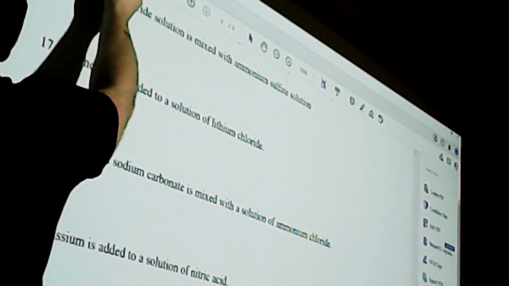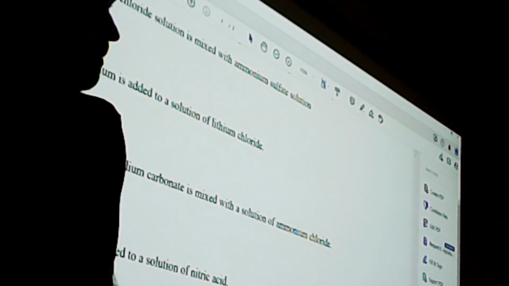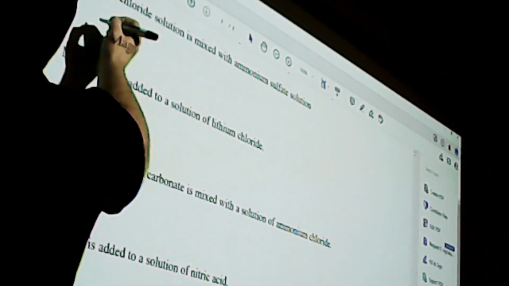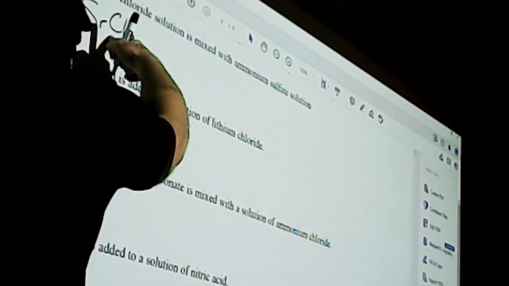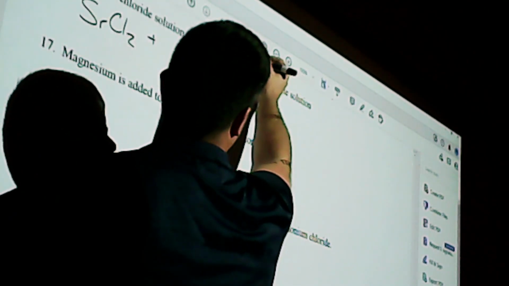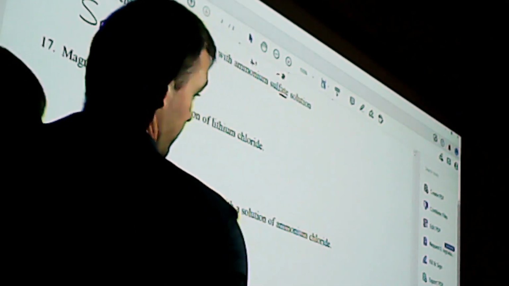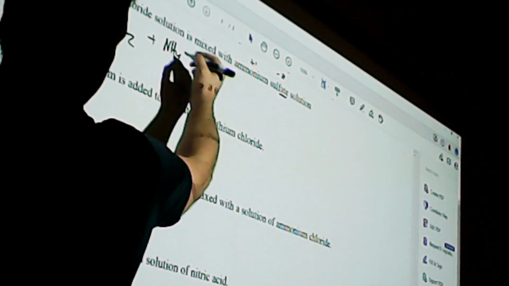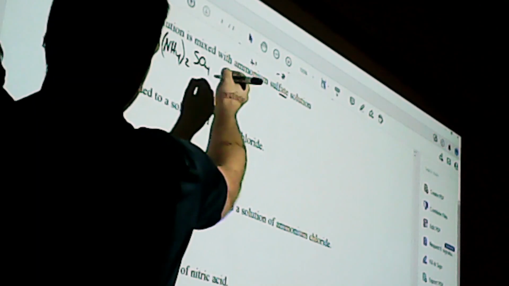Strontium chloride. Strontium has a +2 charge. Chlorine has a -1. That is chlorine, not chlorate, not chlorite. So, strontium, Cl2, that's one of your 5 points. Added to ammonium, which has a +1. Sulfate has a -2 charge. Ammonium is NH4. When I cross that 2 down into it, I get that SO4.